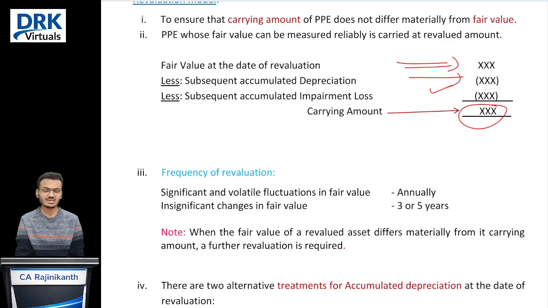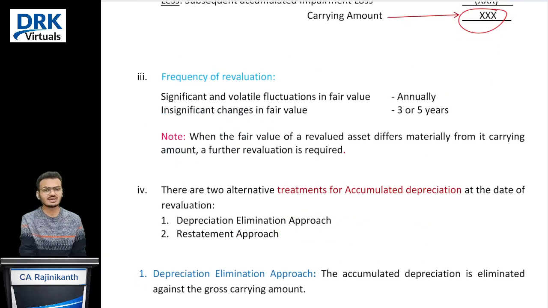Just because we follow the revaluation model doesn't mean we should revalue our asset each year. What the standard is saying is that it completely depends upon fair value fluctuations. If the fair value fluctuations of our PPE are significant and volatile, you go for annual revaluation. If the fair value fluctuations are not significant or not volatile, in that case, once in 5 years or once in 3 years is sufficient. So this is step one.